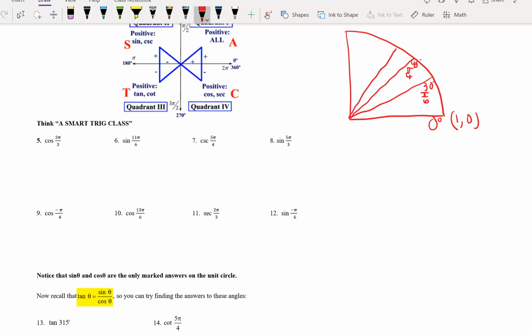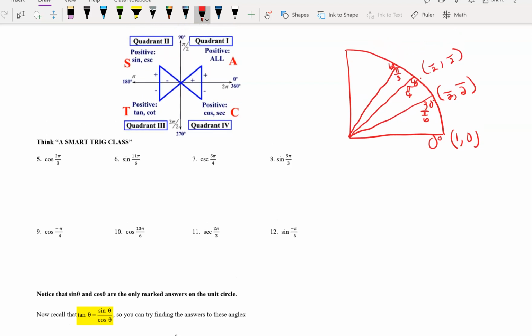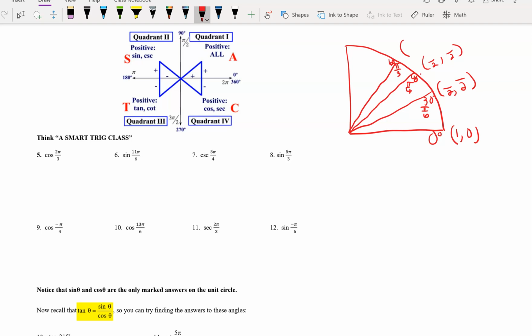And then the next one is 60 degrees, which is the same as pi over 3. And then we should write what the coordinates are. Remember, they're all over 2. So that's really easy, all over 2. This is what you would do right when you get your test. You'd write out this portion of the unit circle if you didn't already have it in your notes.